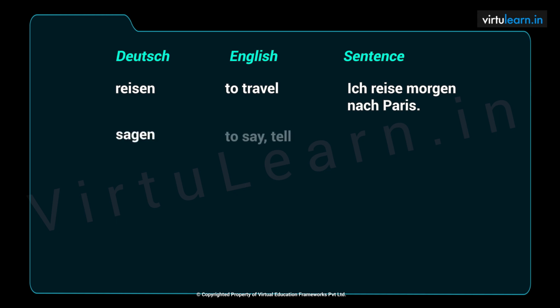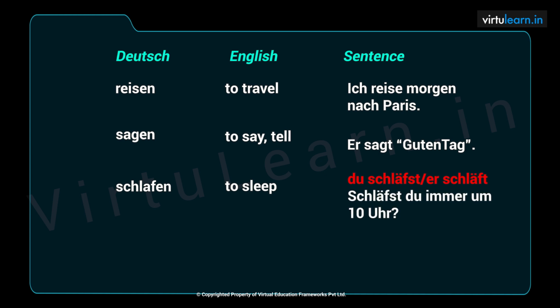Sagen, to say or to tell. Sagt Guten Tag. He says Guten Tag. Schlafen, to sleep. The irregular verb. Schläfst du immer um 10 Uhr? Do you always sleep at 10 o'clock?